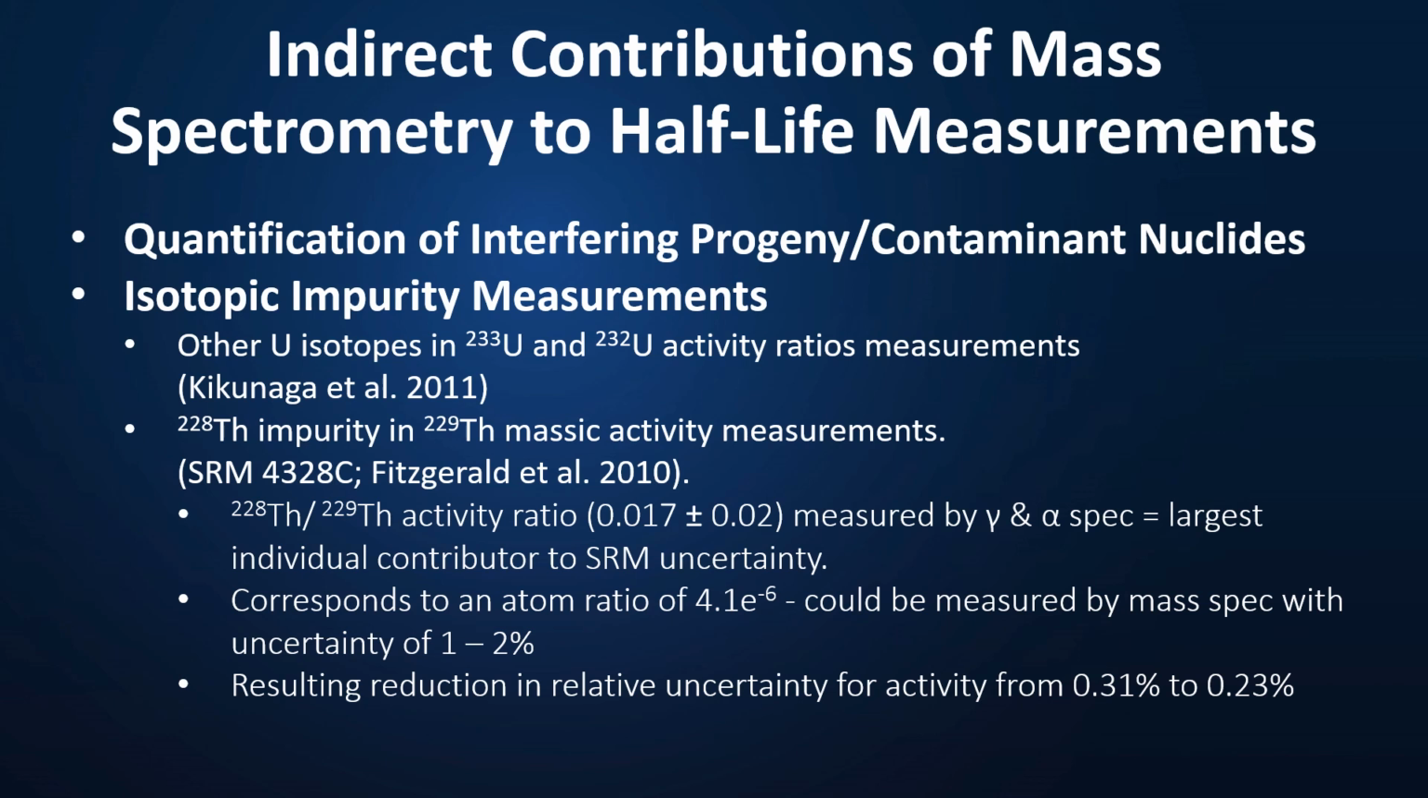Given this ratio and the type of material, it would not be routine, but measuring this ratio with an expanded uncertainty of 1 to 2% is quite possible with modern mass spectrometers. With this level of uncertainty applied to the thorium-228 correction, the relative expanded uncertainty for the SRM activity values could have been reduced from 0.31% to 0.23%.